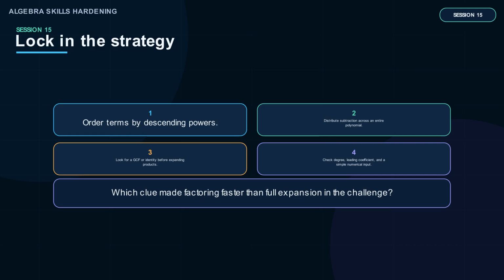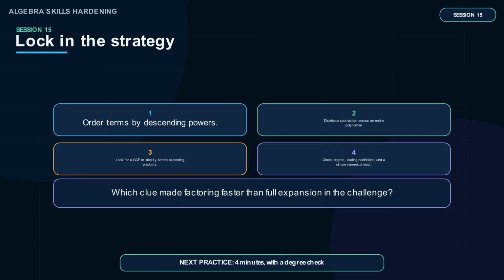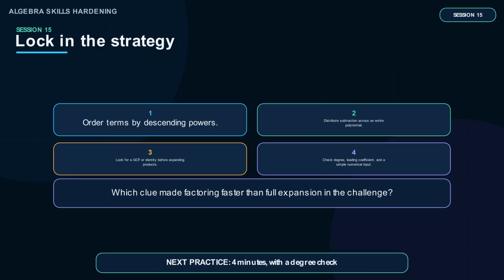Reflection. Which clue made factoring faster than full expansion in the challenge? Name the error specifically so you can interrupt it next time. Practice one fresh problem within 4 minutes with a degree check. Keep the work readable, check it independently, and carry the routine forward.